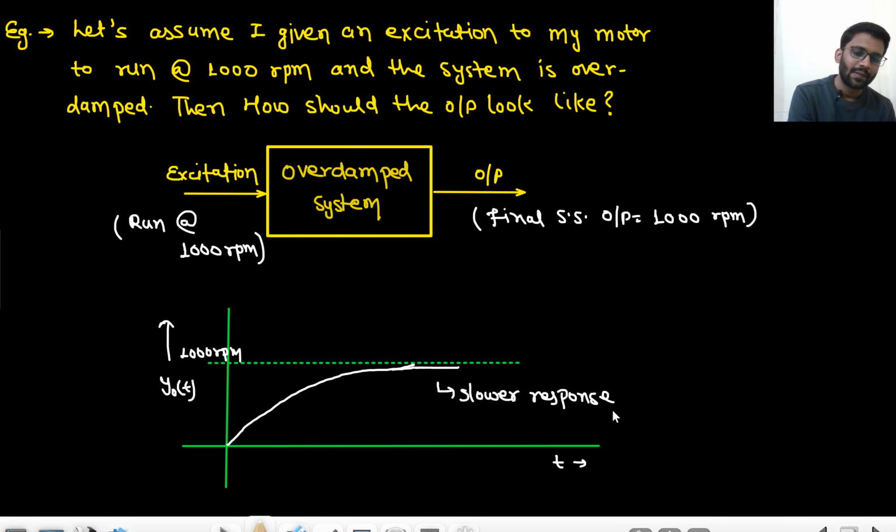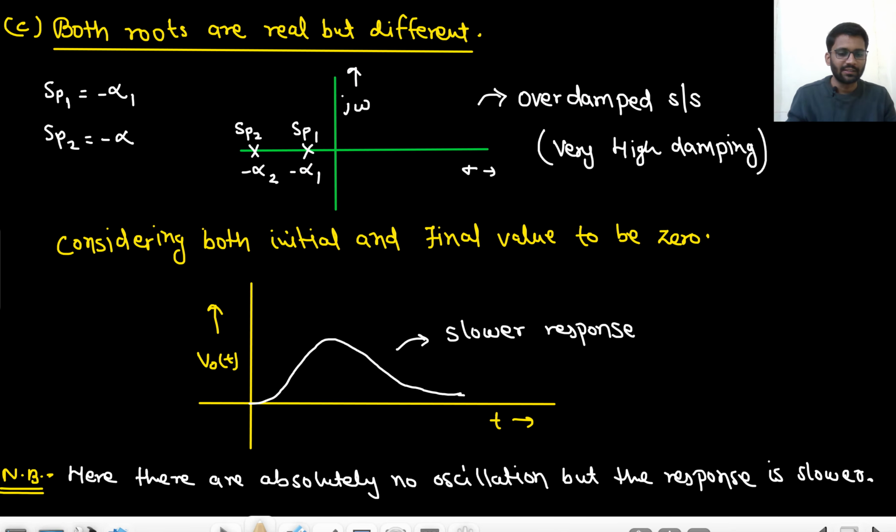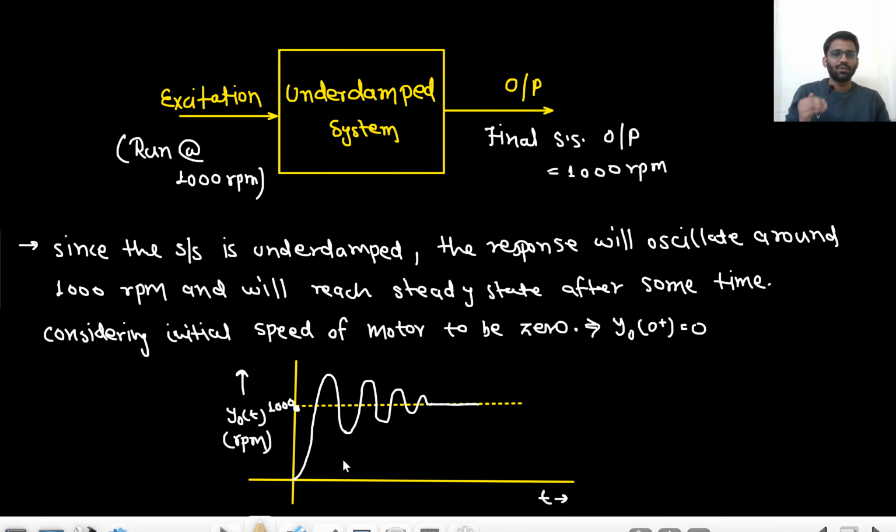So what will happen? You will give a 1000 rpm excitation. The initial speed of the motor is 0 rpm. So from 0 it will increase: 100, 200, 300, 400. Slowly it will increase. In a critically damped system, from 0 to 500, 1000, it reaches steady state very quickly. In the underdamped case, 0 slowly increases, then 1200, then 950, then oscillation like this, and then 1000.